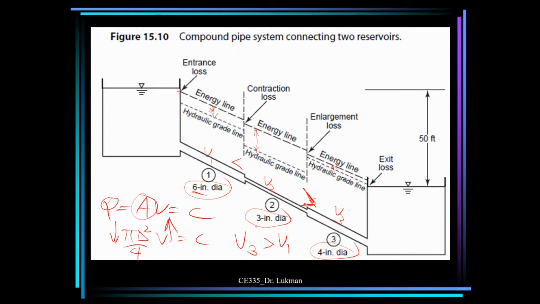And then here you have entrance loss. Here you have contraction loss. Here you have enlargement loss. You have exit loss. You have entrance loss. All these are the minor losses, okay? All these are the minor losses, which are way smaller than the frictional head loss in the pipeline, okay?